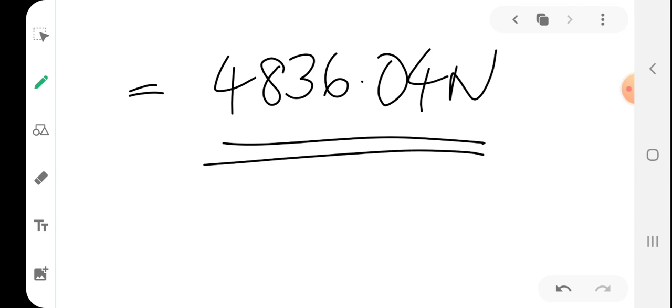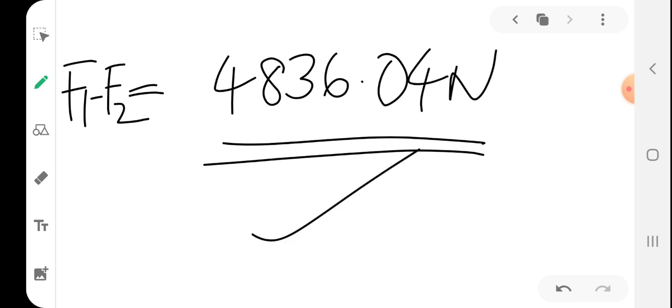So F1 minus F2 equals 483604 Newton. It means the impulse function is reducing from 1 to 2. Impulse function is reducing towards the second section. So this is how you find F1 and F2 using the gas tables. With this, I will conclude this session. Thank you.